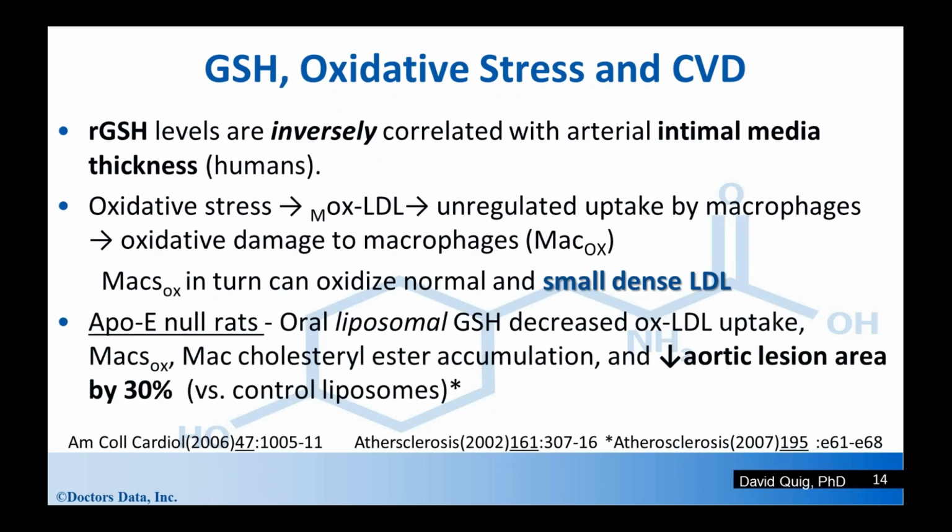Now, I worked with a lot of different models, animal models, cell models, and humans, and I can tell you one thing, that rats do not get atherosclerosis spontaneously, no matter how much coconut oil and cholesterol you feed them. However, if you use the genetically modified ApoE null rats, they will get spontaneous atherosclerosis. And in a model of ApoE null rats, oral liposomal glutathione decreased oxidized LDL uptake, oxidized macrophages with their increased cholesterol ester content, and most importantly, decreased the aortic lesion area by 30% versus control liposomes that didn't contain glutathione.